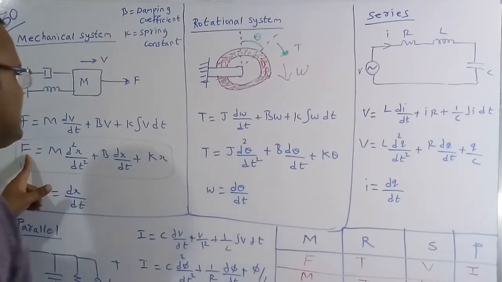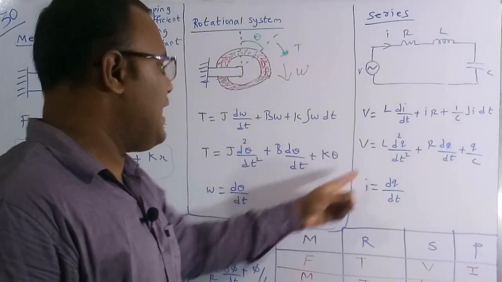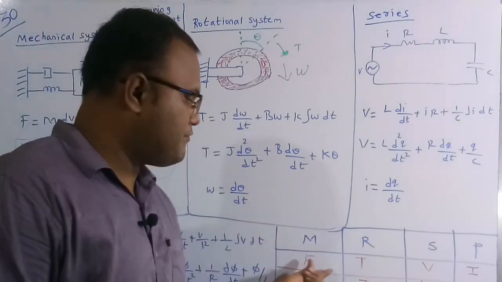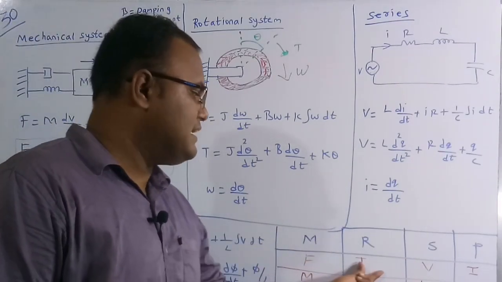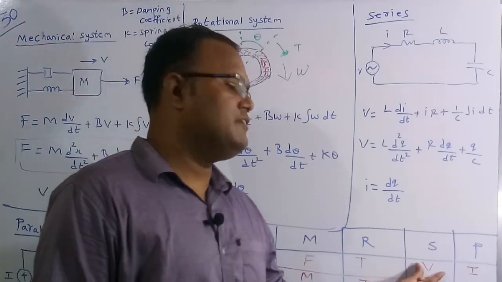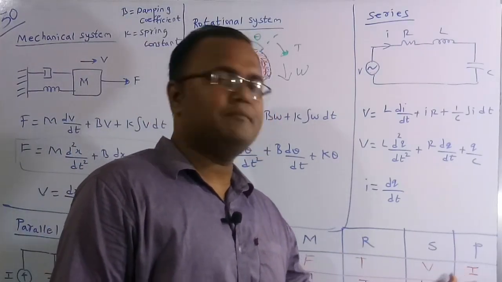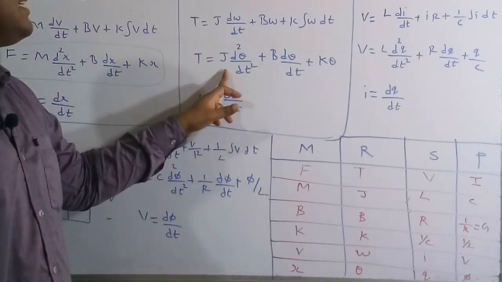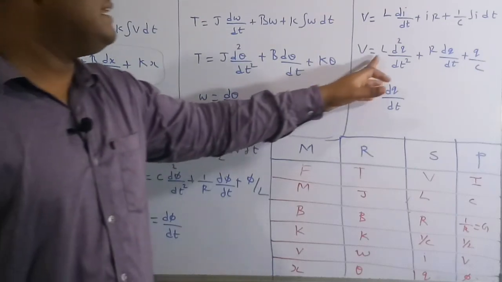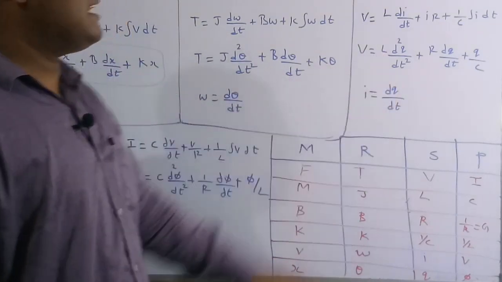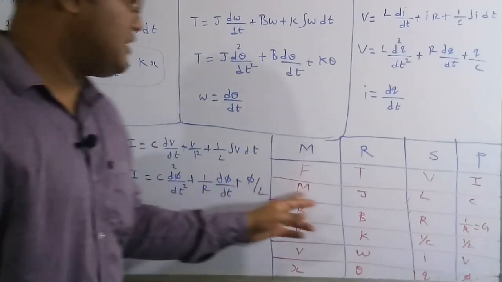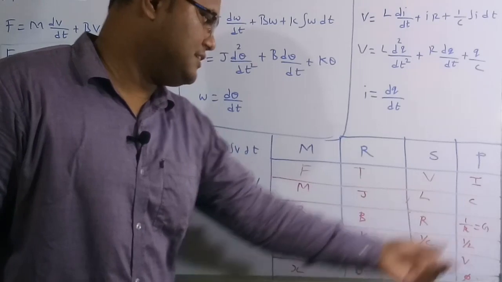So therefore F is equal to T, T is equal to V, and V is equal to I. So we can write like that. So F, T, V, I. F is the force in mechanical system, T torque in rotational system, V voltage in the series RLC circuit, and I current in the parallel RLC circuit. And similarly here M is called as the mass in the mechanical system. Here J inertia in the rotational system, and L is the inductor in the series RLC circuit, and here capacitor in the parallel RLC circuit. So I am going to keep it here M, J, L, C.